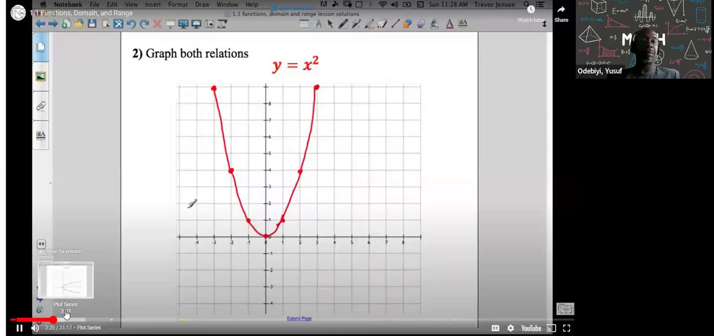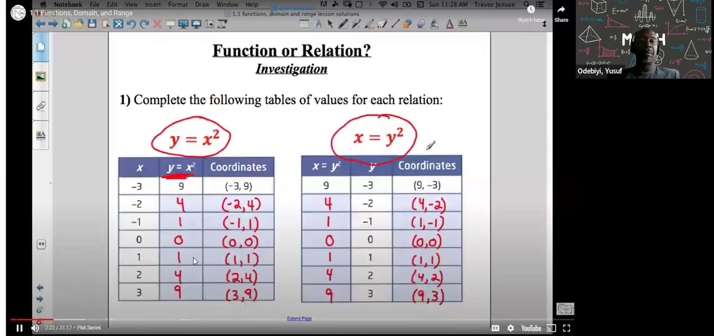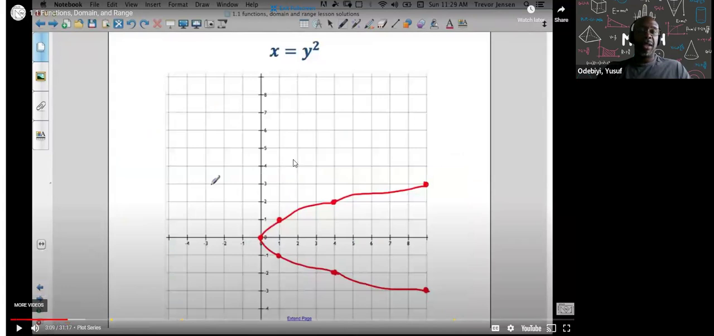A parabola. Now with this one here, we're going to see the graph of this one. Okay, fast forward a little bit, you'll see. Now that's the graph of this one here. Okay. x equals y squared.